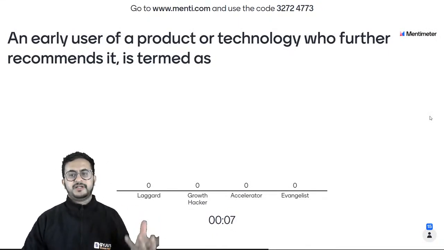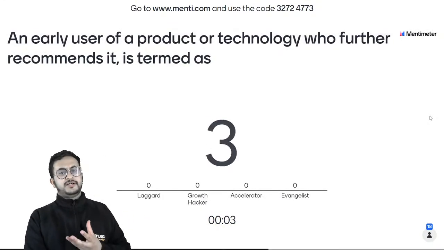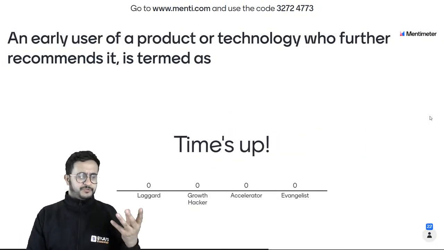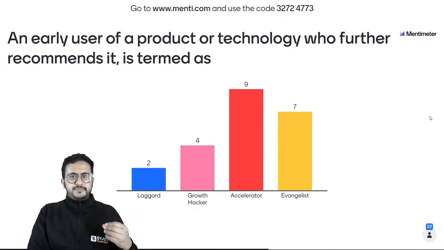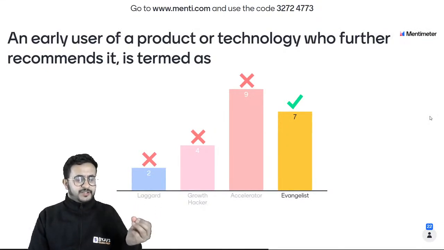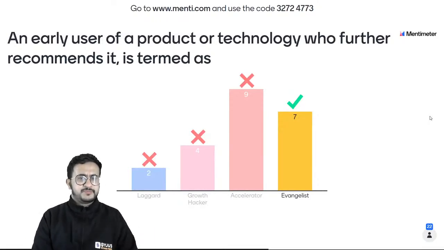So whenever something comes to the market, right, there are some people who are ambassadors of this, right? Not everyone will start using it. Let us say some new technology comes, so there will be very few users who will be using it, and they get a good experience out of it and then recommend it to others, right? So those people are called evangelists. I'll explain the other terms also.